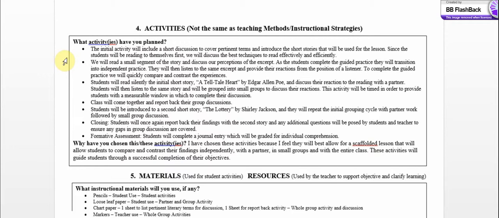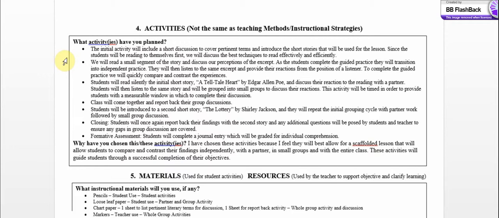So they'll be able to read a short excerpt and discuss how to read closely, and then they'll be able to listen to that same excerpt and compare the differences in experience from being a listener and being a reader. Next, the independent portion will begin, so students will read silently the initial short story, A Telltale Heart by Edgar Allan Poe, and discuss their reaction to the reading with a partner.